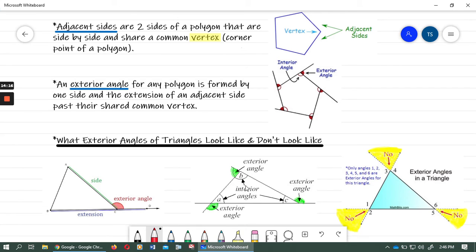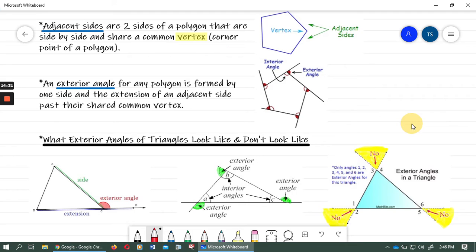And you can see the difference between that and these three interior angles: angle A, angle B, angle C, which are three interior angles. You can see the difference between those three interior angles and the exterior angles that are shown in this diagram.